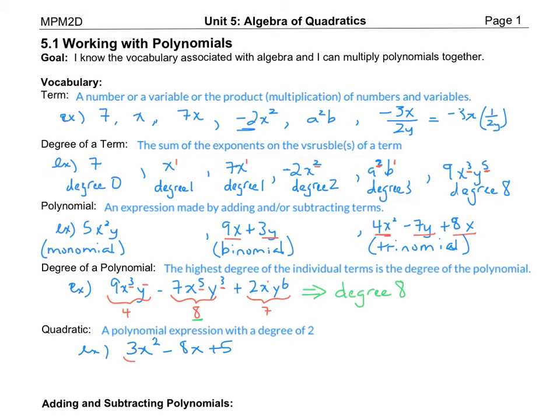And that's because this first term has a 2. This second term has a degree of 1. This last term has a degree of 0. So overall, the largest one wins. It's a degree of 2.